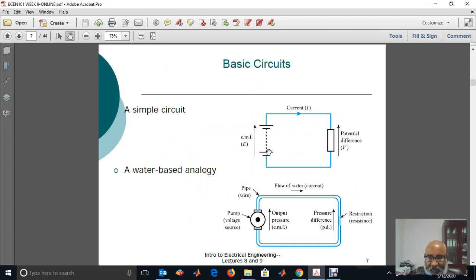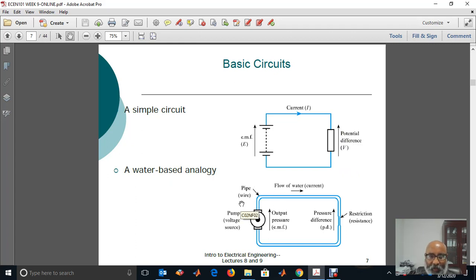This is a very simple circuit. We have an electromotive force, which is a battery, and the current is flowing, and this is a load. This load can be, for example, a resistor, a motor, or some other electrical device. Across the load, we have potential difference, and we have this arrow, and the head of the arrow shows higher potential, and the tail lower potential. So there is potential difference across the load.